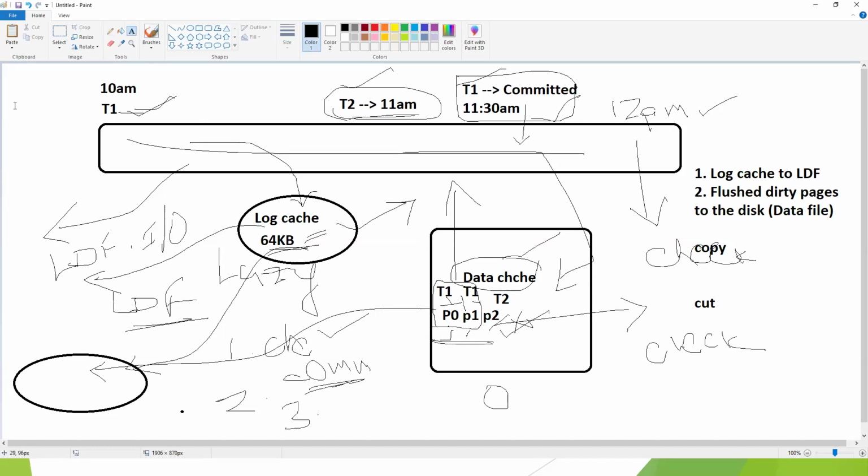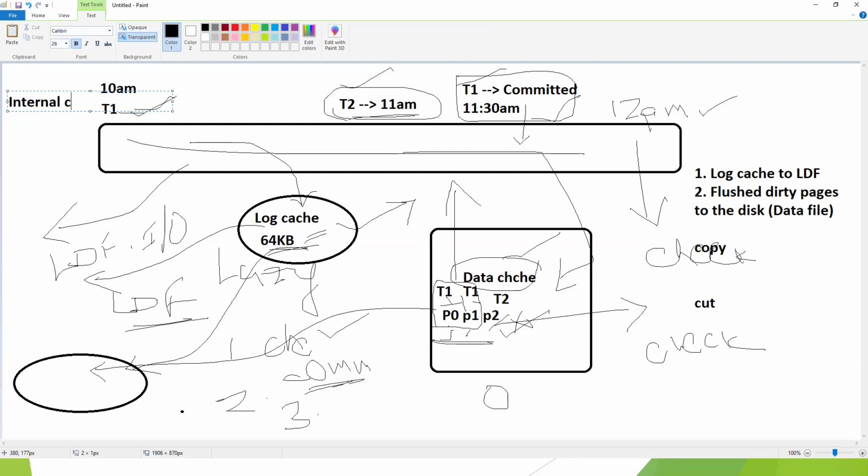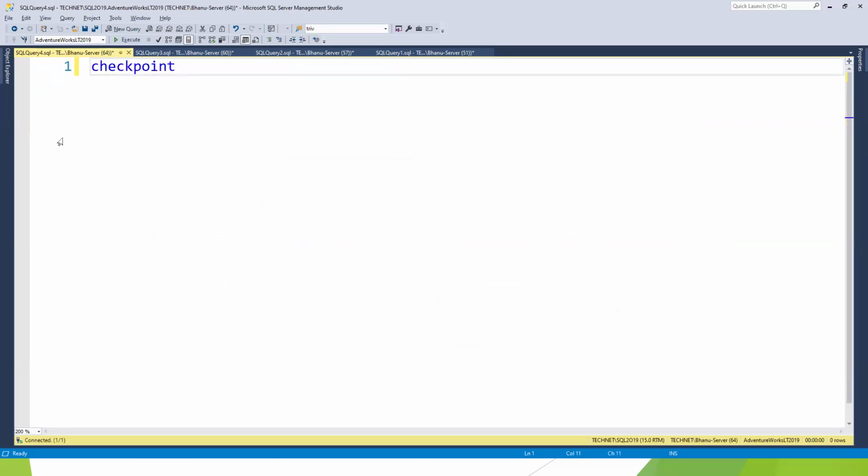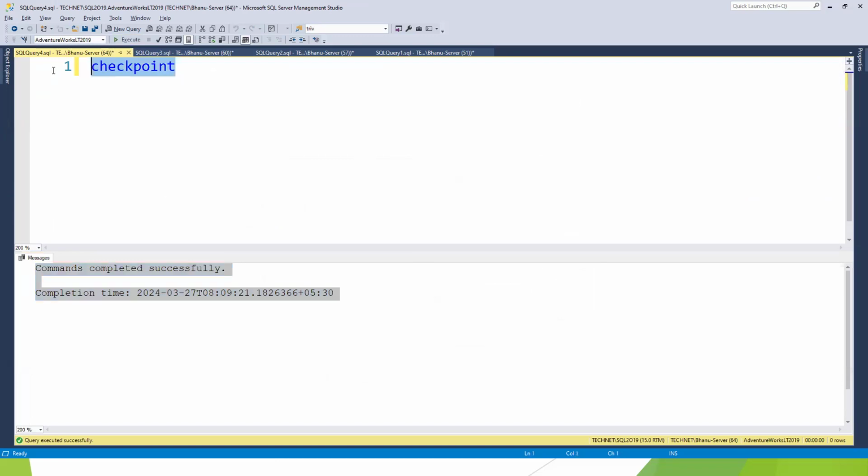There are different types of checkpoints. As I said, there is the internal checkpoint, which comes from some operations. For example, a backup, SQL restarted, or a failure happens, or you created a snapshot of the database. Even for a snapshot, to update the data in the snapshot, it executes a checkpoint in the backend. That is what an internal checkpoint is. Then there is the automatic checkpoint, and you also have a manual checkpoint. You can execute just the CHECKPOINT command in SQL Server and it will work.